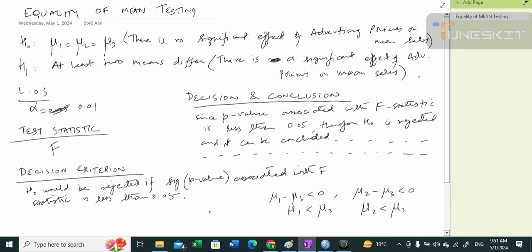So finally, we can write down or compile our result in this case. Policy 1 mean sales are nearly equal to policy 2 mean sales. Mean sales generated on the basis of policy 1 are significantly less than policy 3, and mean sales generated on the basis of policy 2 are again significantly less than mean sales on the basis of policy 3.